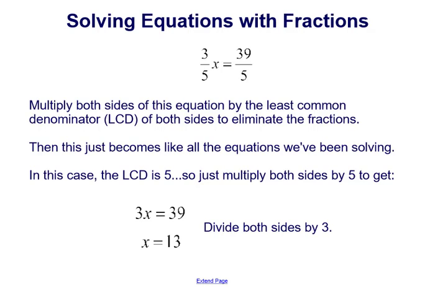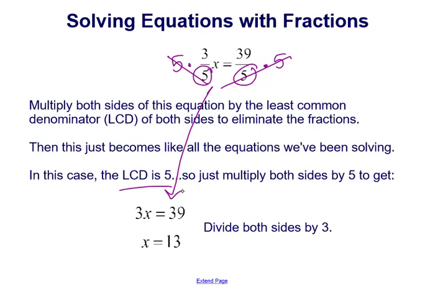Now in this case, when we have 3/5 x equals 39/5, we can see that both denominators are 5, so the least common denominator is 5. So we can just multiply both sides of the equation by 5, which actually just makes the denominators go away, and you're left with 3x equals 39.